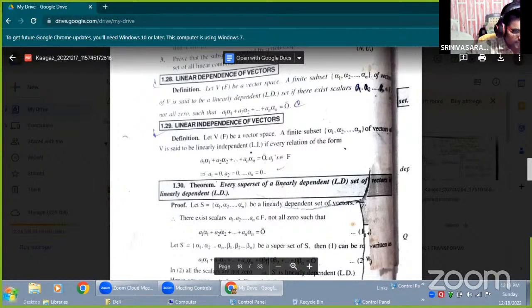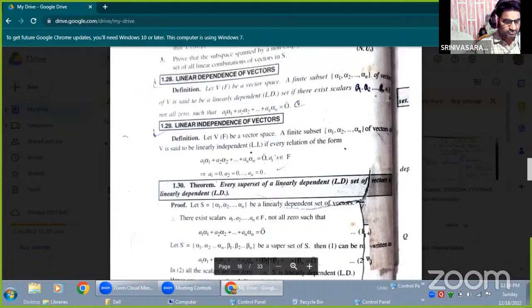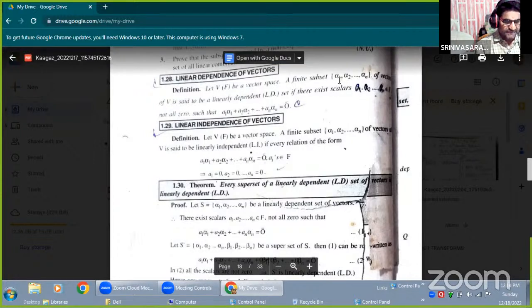That finite subset of the vectors of a vector space is said to be linearly dependent. What is linear dependence? Corresponding to the field elements, you have to assume the scalars a1, a2, and so on, an. These are field elements. Now write a1 alpha 1 plus a2 alpha 2 plus and so on, an alpha n, where the linear combination must equal the zero vector.